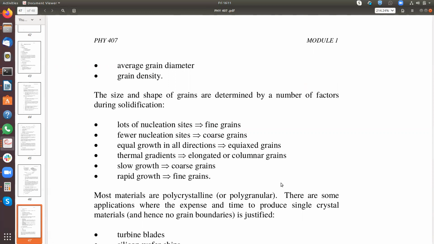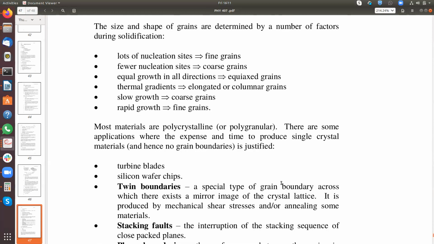So most materials are crystalline or polygranular. There are some applications where the expense and time to produce single crystal materials, and hence no grain boundaries, is justified, such as turbine blades and silicon wafer chips. Twin boundaries are a special type of grain boundary across which there exists a mirror image of the crystal lattice. It is produced by mechanical shear stress or annealing of some materials.